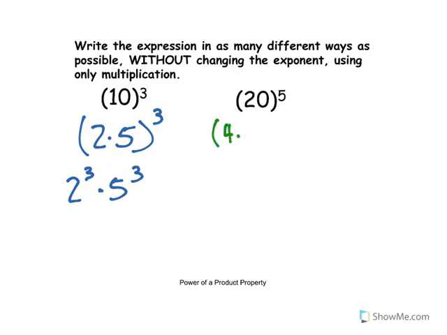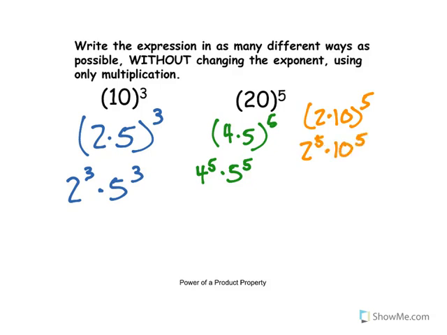So for this next one, 20 can be broken down in a few different ways. We could say 20 is 4 times 5. So I could say it's 4 times 5 to the fifth, which would then in turn be 4 to the fifth, 5 to the fifth. I could also say that 20 is 2 times 10 to the fifth, and I could then call it 2 to the fifth times 10 to the fifth.